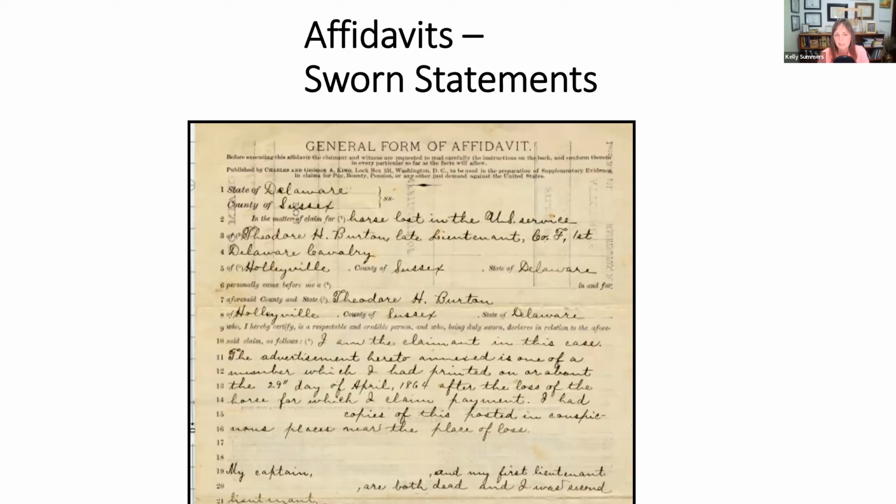Affidavits are sworn statements, often in front of a judge and in a court, and those can be considered as pretty accurate. Those are sworn testimonies. Here we have a declaration of intention to become a citizen. This should be accurate. It will give the name, the age, the birth date, the birthplace, and the country they are leaving from, or when they arrived here and the country they left.